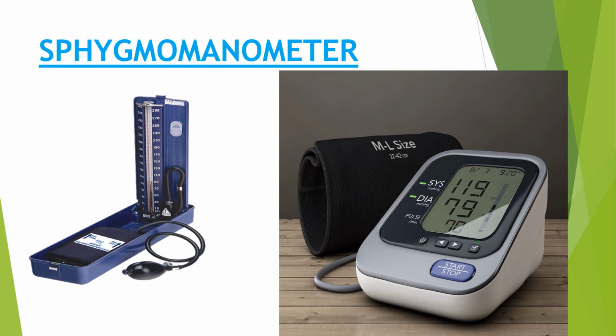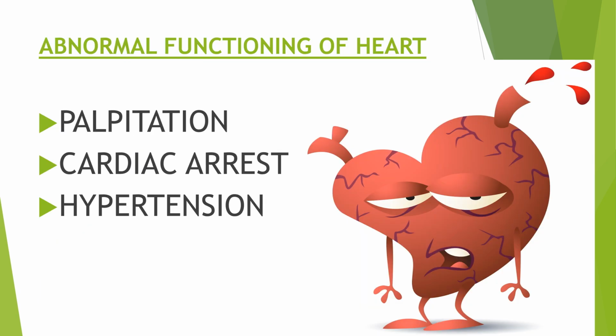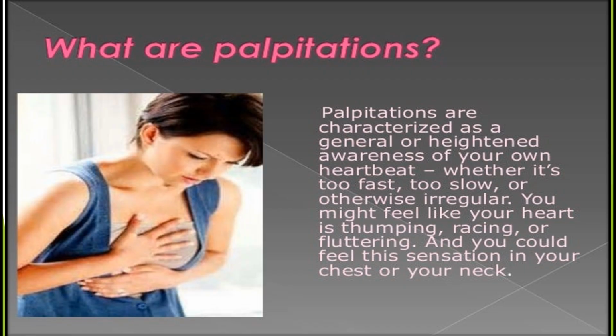Now there are various abnormalities happening in the heart. Because of the abnormal functioning of the heart, various diseases can occur like the palpitation, the cardiac arrest and the hypertension. Now what is palpitation? Let us start with this palpitation. It is characterized by a general heightening awareness of your own heartbeat. What does that mean?